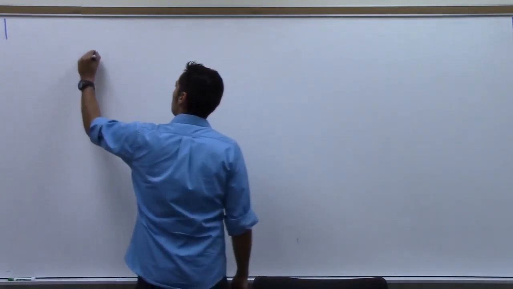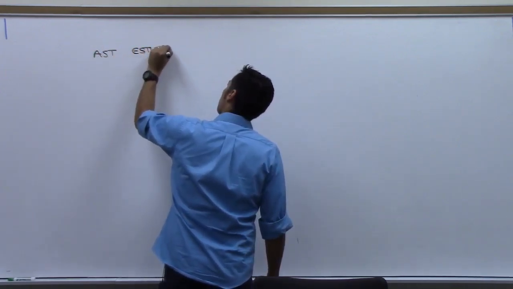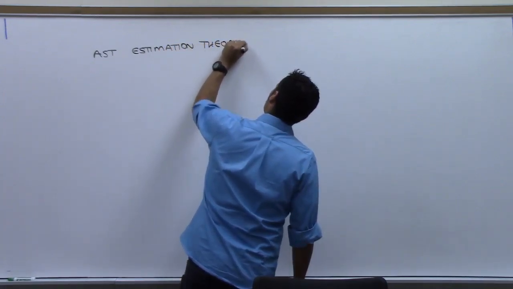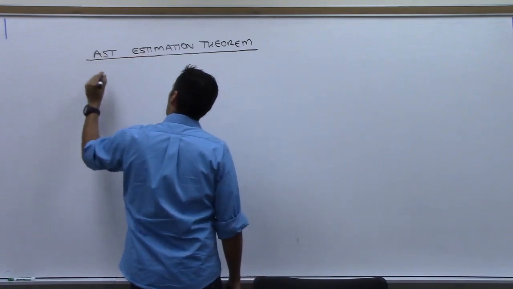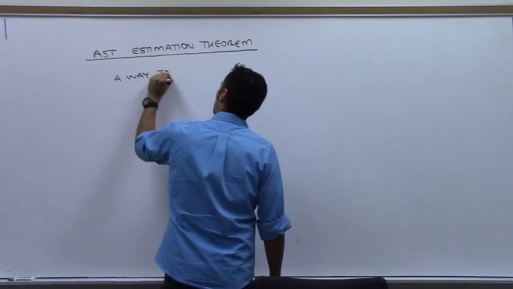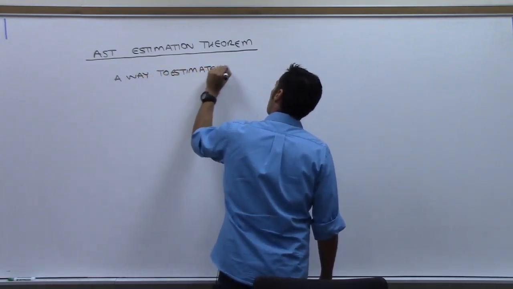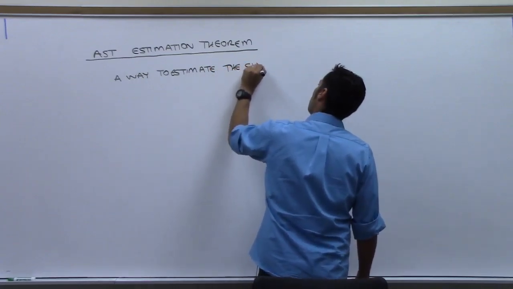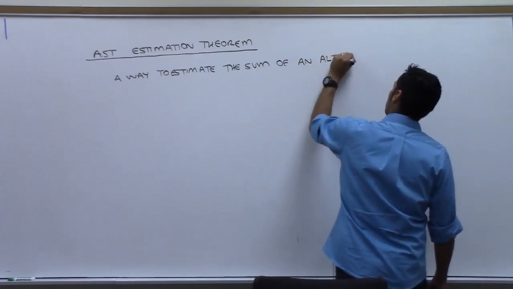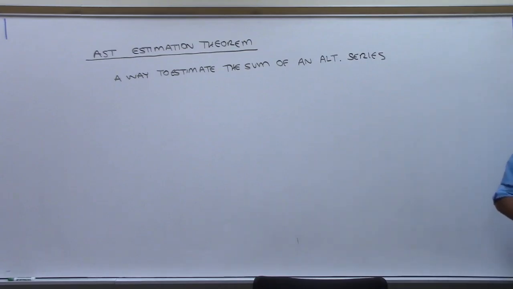This is called the alternating series test estimation theorem. This theorem is a way to estimate the sum of an alternating series.